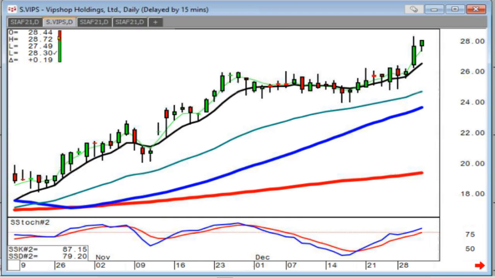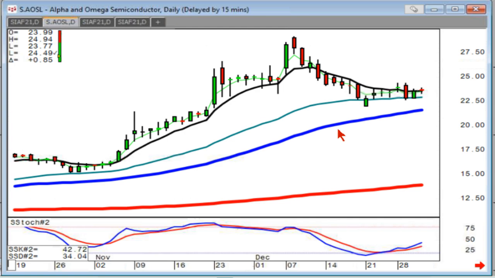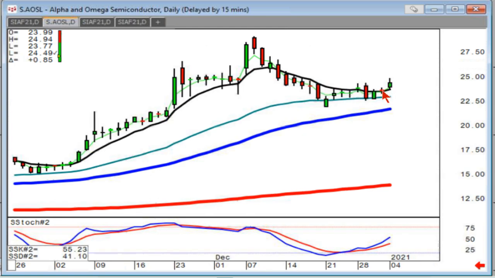VIX, fry pan bottom. AOSL, fry pan bottom, little doji sandwich.